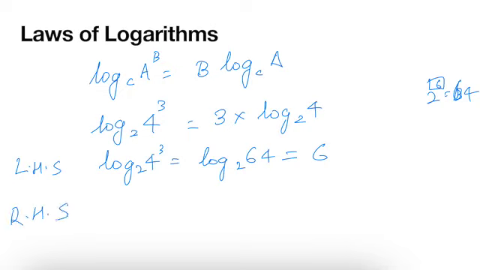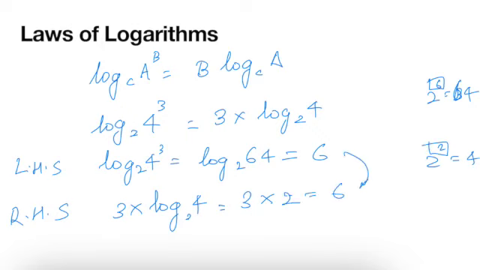And let's take RHS. It is 3 into log 4 to the base 2. So this is 3 into, you know that 2 to the power 2 is equal to 4, so the answer to this is 2. Again, LHS is equal to RHS. You can also use a calculator, try random numbers, and use the logarithmic function to see if it works. It works perfectly fine.